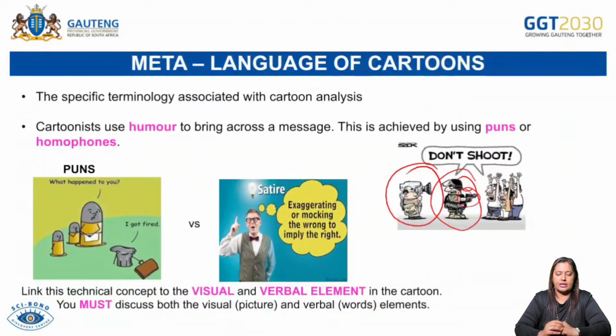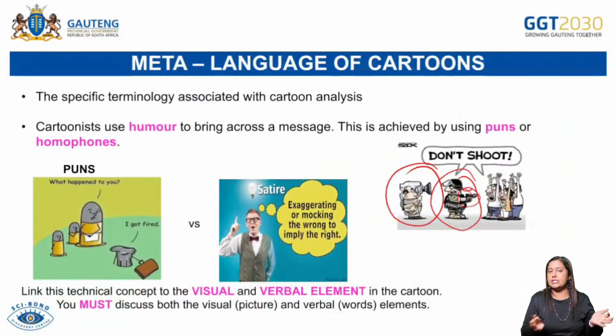All right. And then obviously the hands of the humans in the images showcased here are raised, right? So link this technical concept to the visual and the verbal elements. You're looking at both the visual and the verbal to understand the pun in this instance, all right?